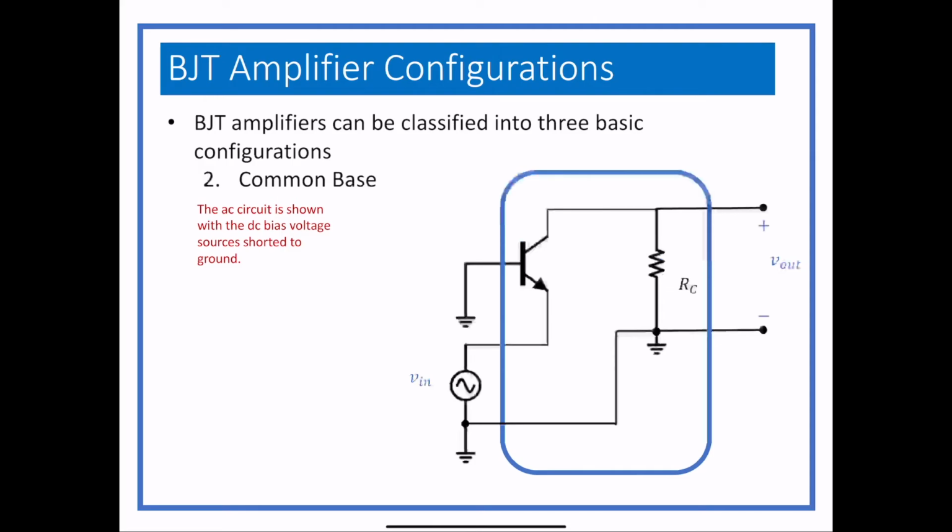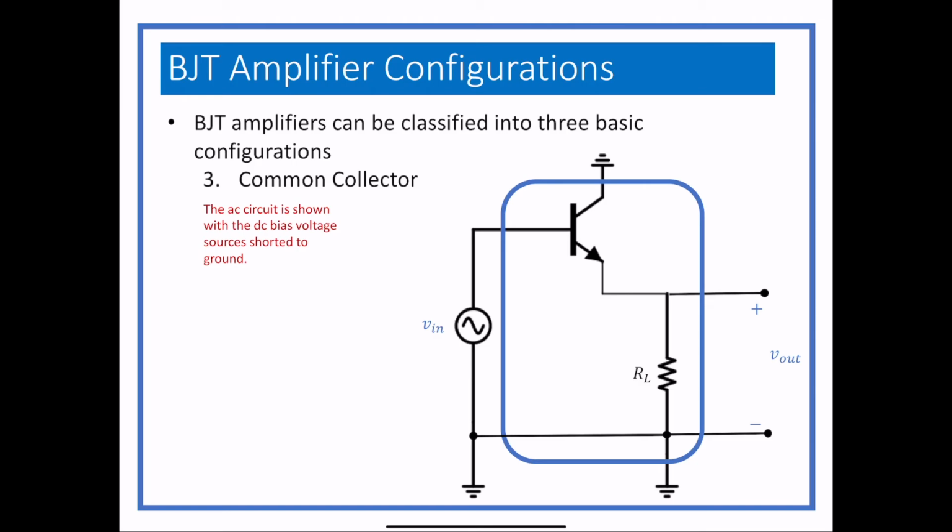Common base is the next one, where the base is grounded, and so the base actually appears at the bottom. VIN is VEB, and V out is VCB, so the base is common to input and output. And the last one is the common collector, which is analogous to the common gate. No, it's not. It's analogous to the common drain.